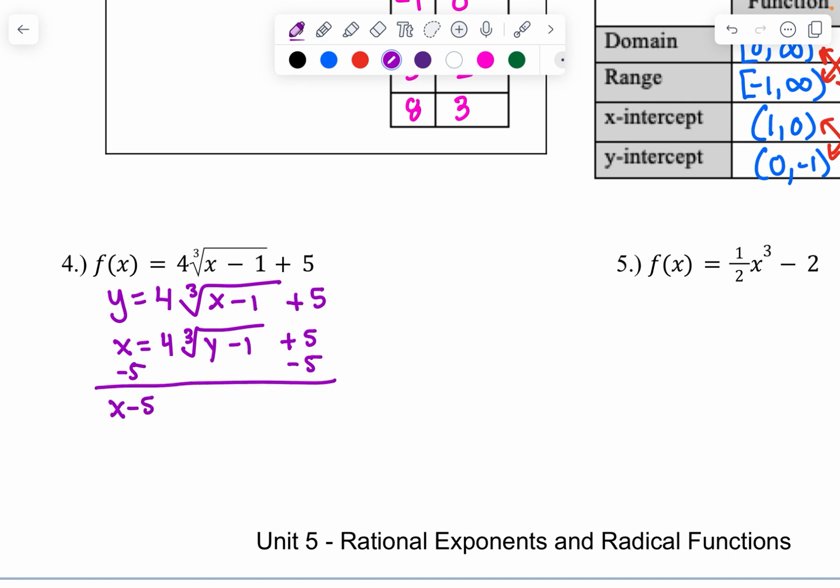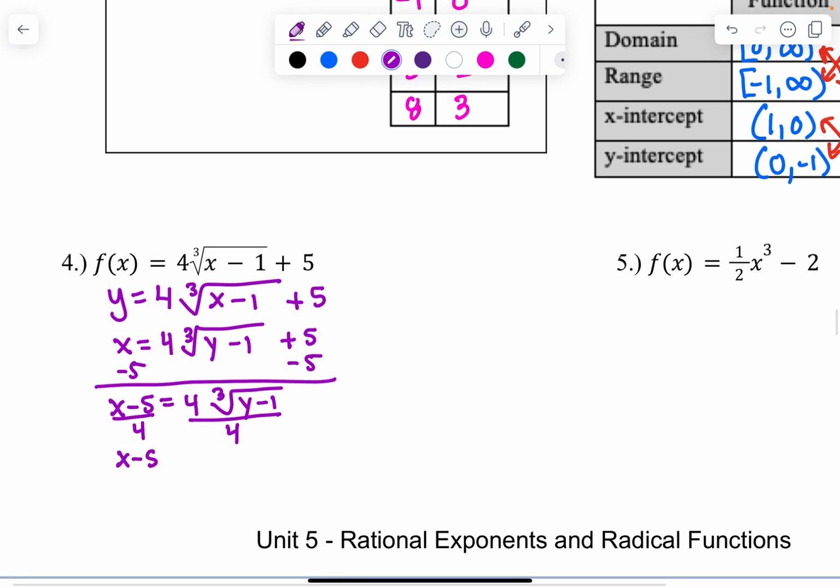So we've got x minus 5 equals 4 times the cube root of y minus 1. And so we'll divide by 4. And I do recommend you keep it together here because in this next step we're going to raise it to a power, and it's going to be a little bit easier if we keep it all together. All right, so to cancel out the cube root, remember the opposite of any root is its corresponding power. So we're going to raise it to the third power.